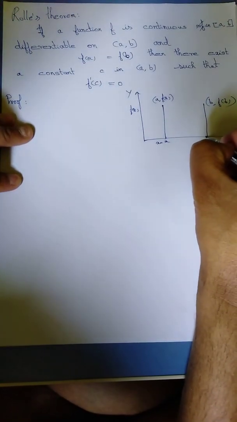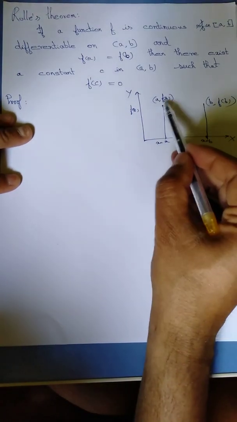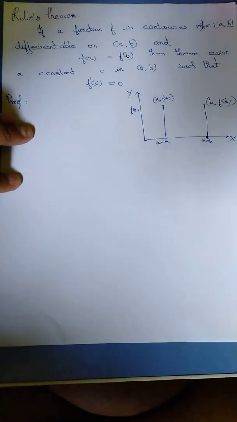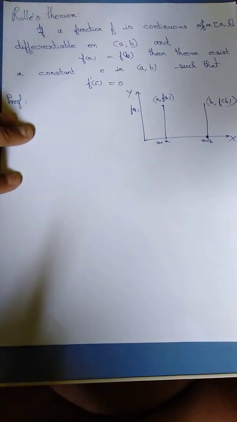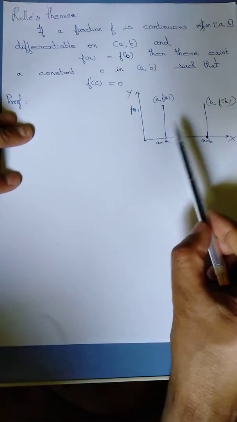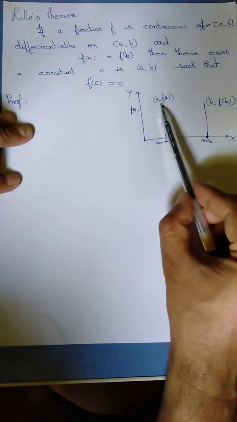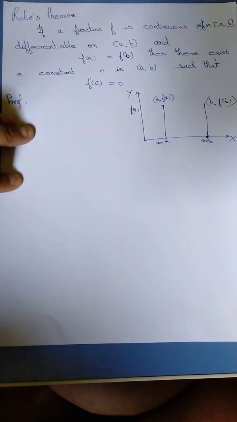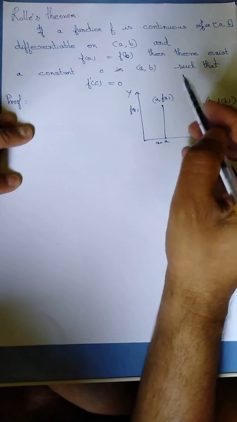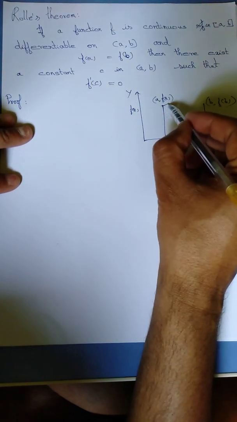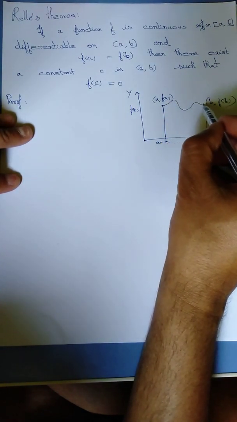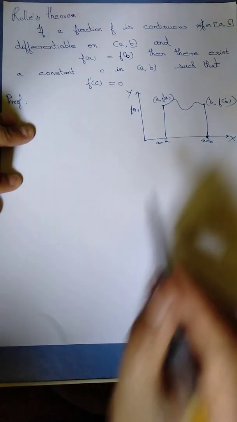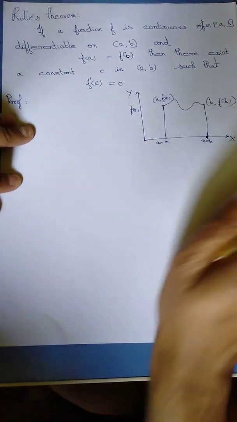Since f(a) equal to f(b), the height must be same. Now we are also given that the function is continuous. So whatever be the graph, I need to draw this kind of graph of f(x). Graph of f(x) must be something like that.